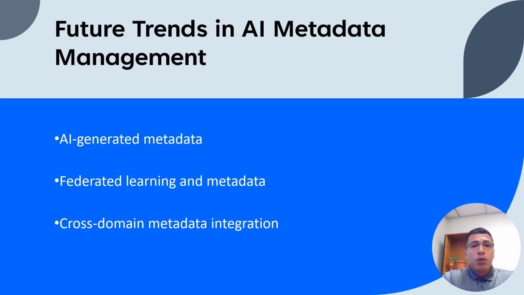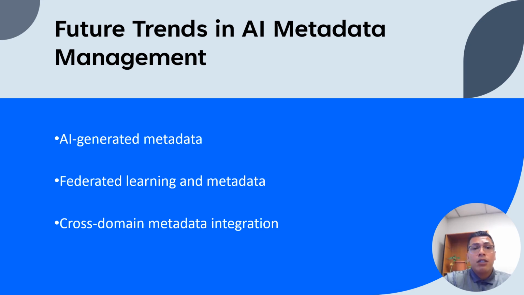As the field of AI continues to evolve, so too will the approaches and technologies used to manage metadata. Some future trends in AI metadata management include automated metadata generation. Advances in AI and machine learning can be leveraged to automate the generation and annotation of metadata, reducing the manual effort required and improving the accuracy and consistency of metadata. Techniques such as natural language processing, computer vision, and knowledge extraction can be employed to automatically extract and annotate metadata from various sources, streamlining the metadata management process.